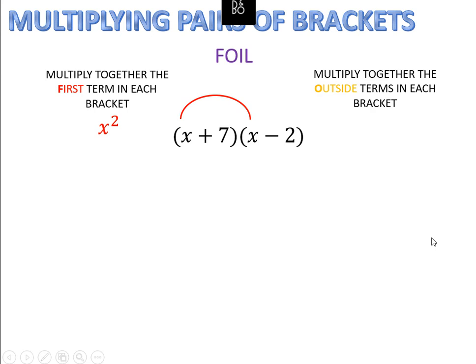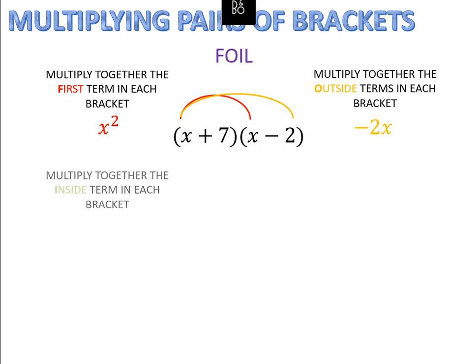Now I'm moving on to the O, which means I multiply together the outside terms in each bracket. What we mean by the outside terms is the terms on the outside of the whole thing. So that means the x and the minus 2. And it's important to remember this is a minus 2. It's not just a 2, it's a minus 2. So I'm going to take the x and the minus 2, multiply them together, and I'm going to get minus 2x. Okay, so that's the F and the O taken care of.